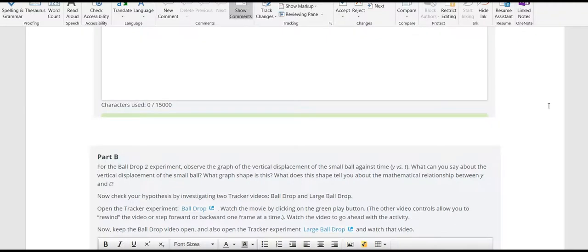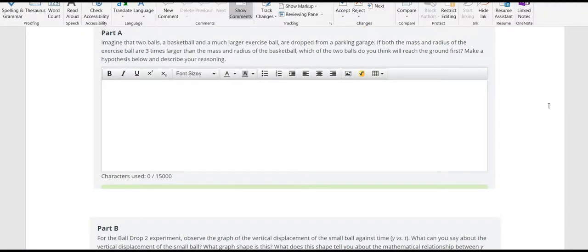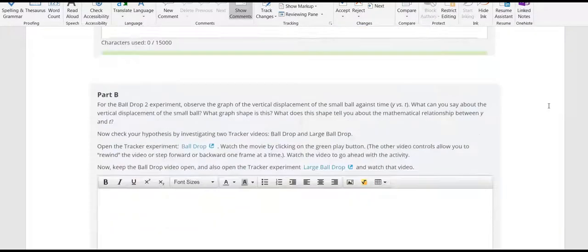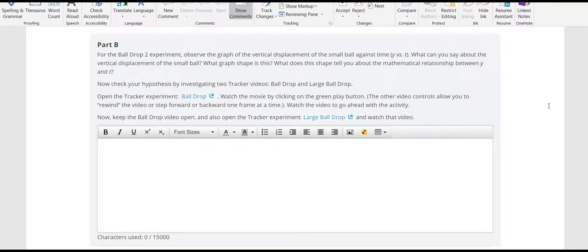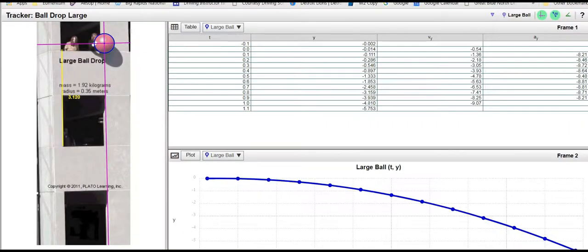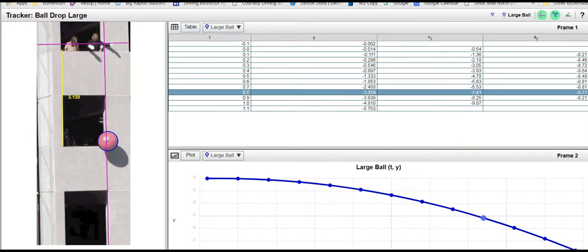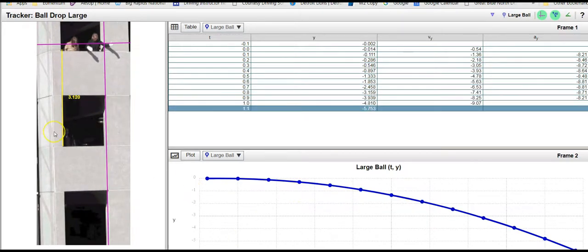Now in part B, for the ball drop, you have to click on this, and that'll open up something for you. When you click on the large ball drop, you get this right here. So we click on this. There's your data, and there's your graph. I'm looking for directions here. For the ball drop 2 experiment, observe the graph.